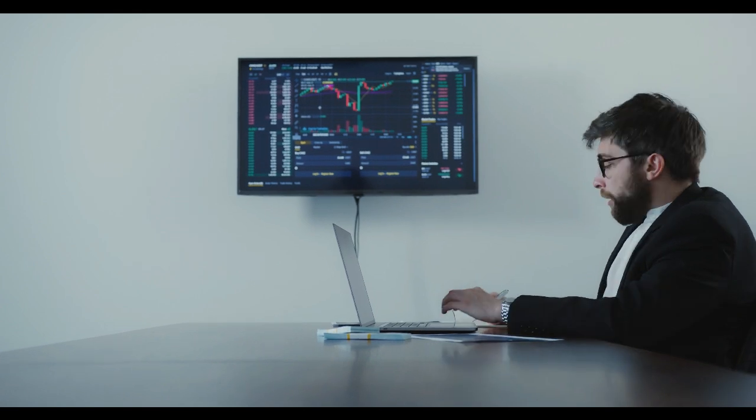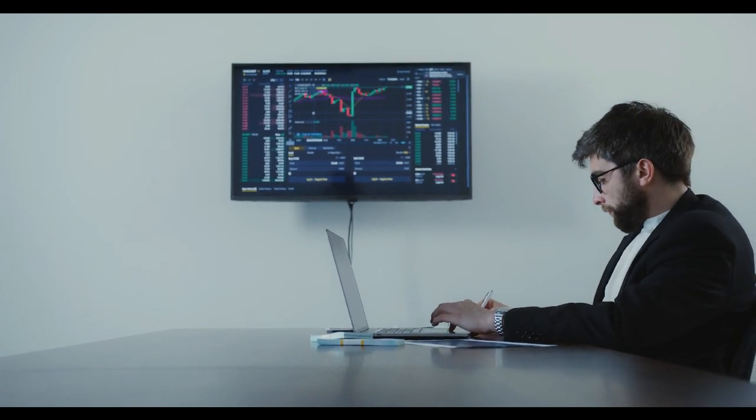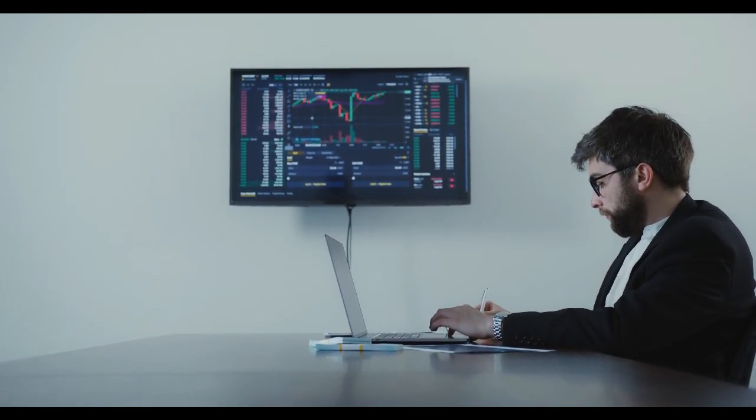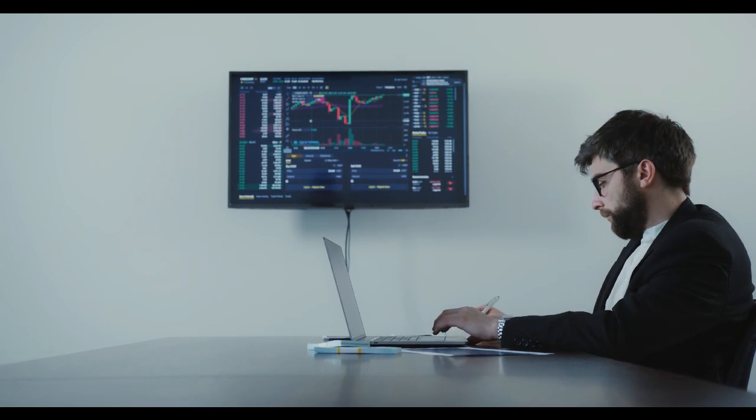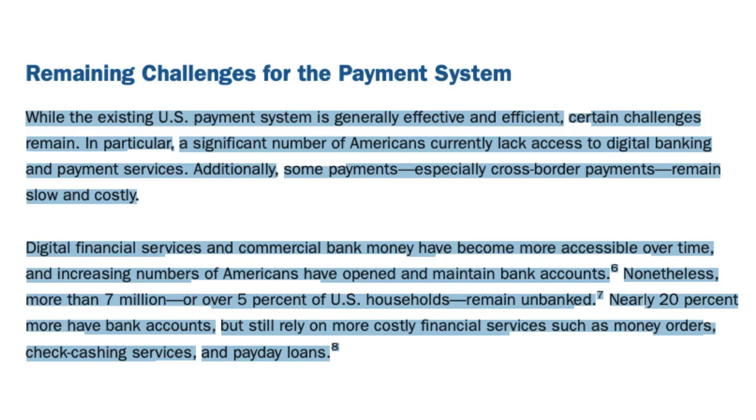The paper initially outlined the challenges surrounding the payment system associated with current financial infrastructure, most notably the lack of banking accessibility and payment services for everyday Americans, whereby more than 7 million or over 5% of US households remain unbanked. Nearly 20% more have bank accounts but still rely on more costly financial services such as money orders, check cashing services and payday loans.